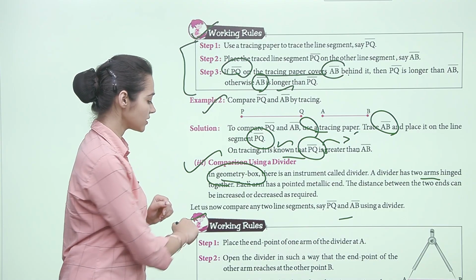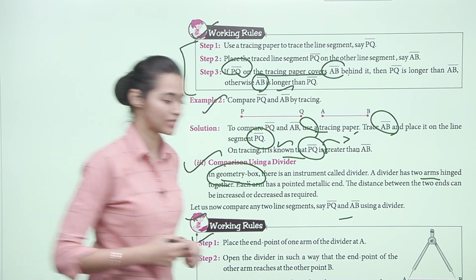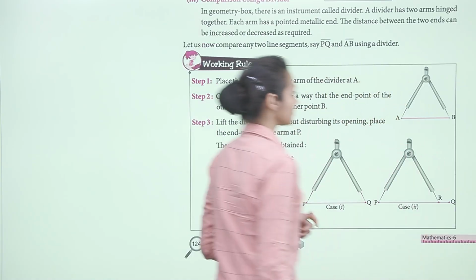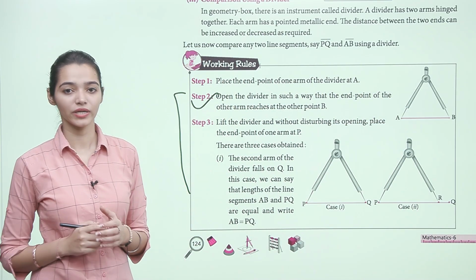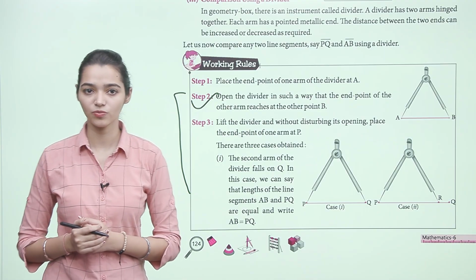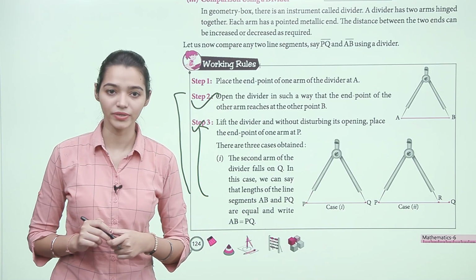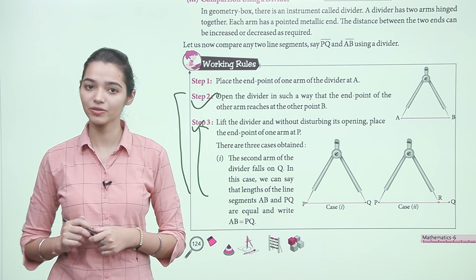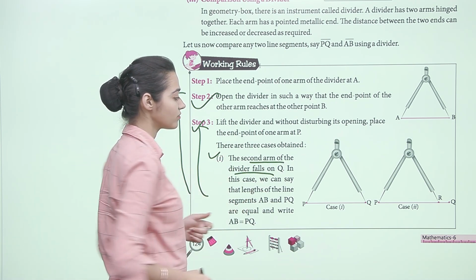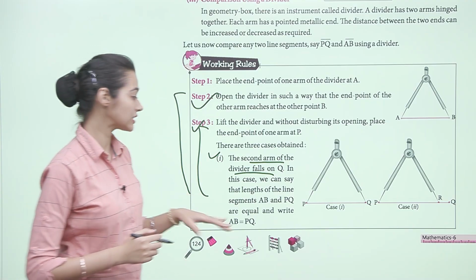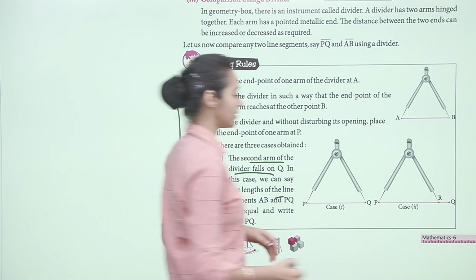Here are the working rules. In step 1 we place the end point of one arm of the divider at A. Then we will open the divider in such a way that the end point of the other arm reaches the point B. In step 3 we will lift the divider without disturbing its opening. We will place the end point of one arm at P. Hence there are 3 cases. First is the second arm of the divider falls on Q. In this case we can say that the lengths of both the lines are equal.